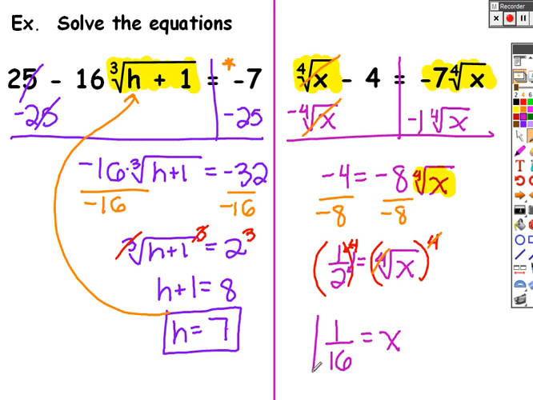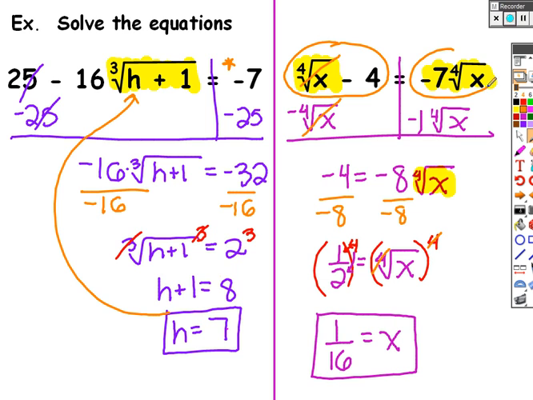And that should be your answer. If you plug this back in, the left side of the equation would equal negative 3.5. The right side of the equation should also equal negative 3.5. So this is the one number that makes the equation true.